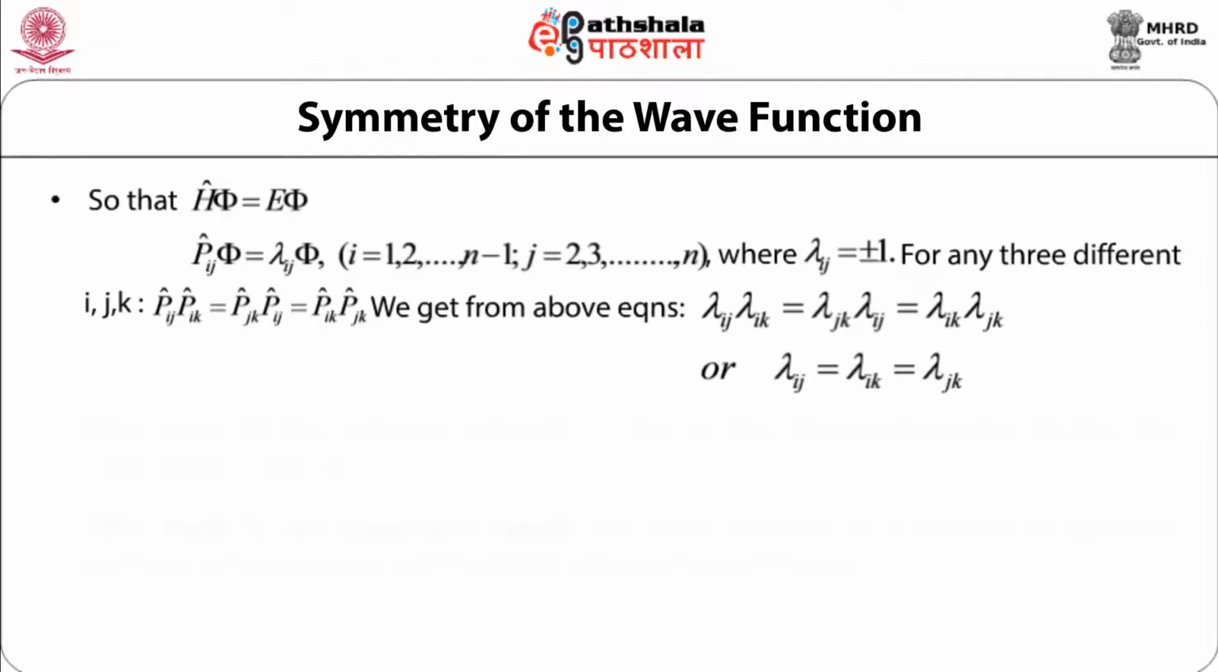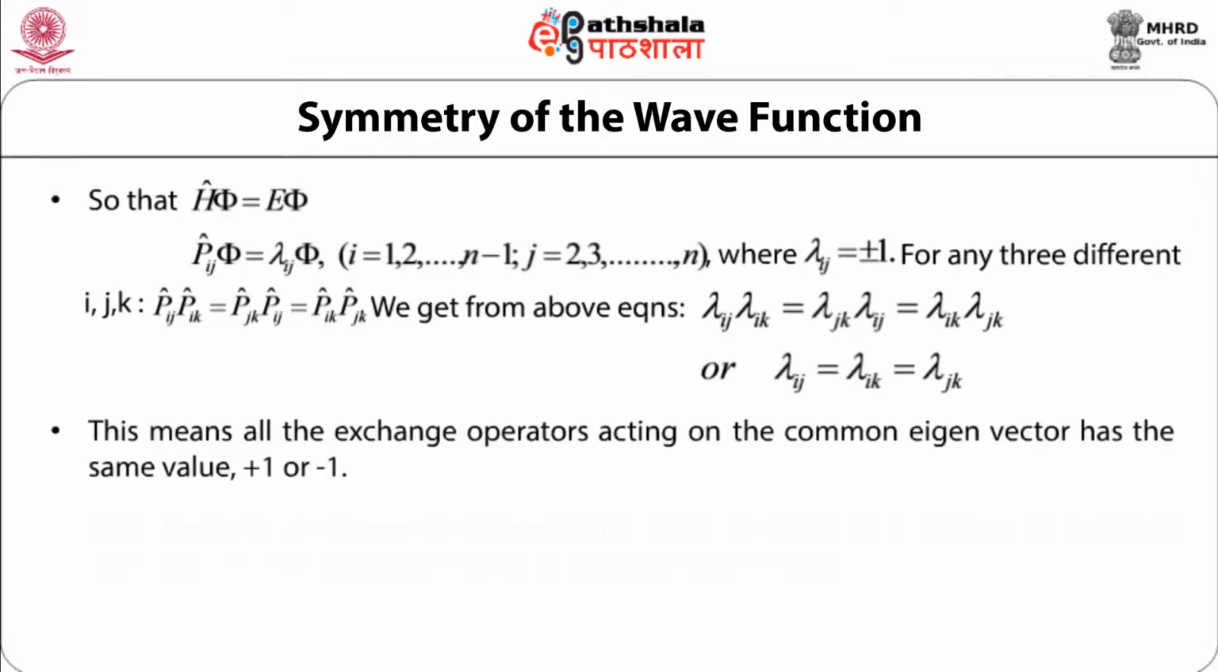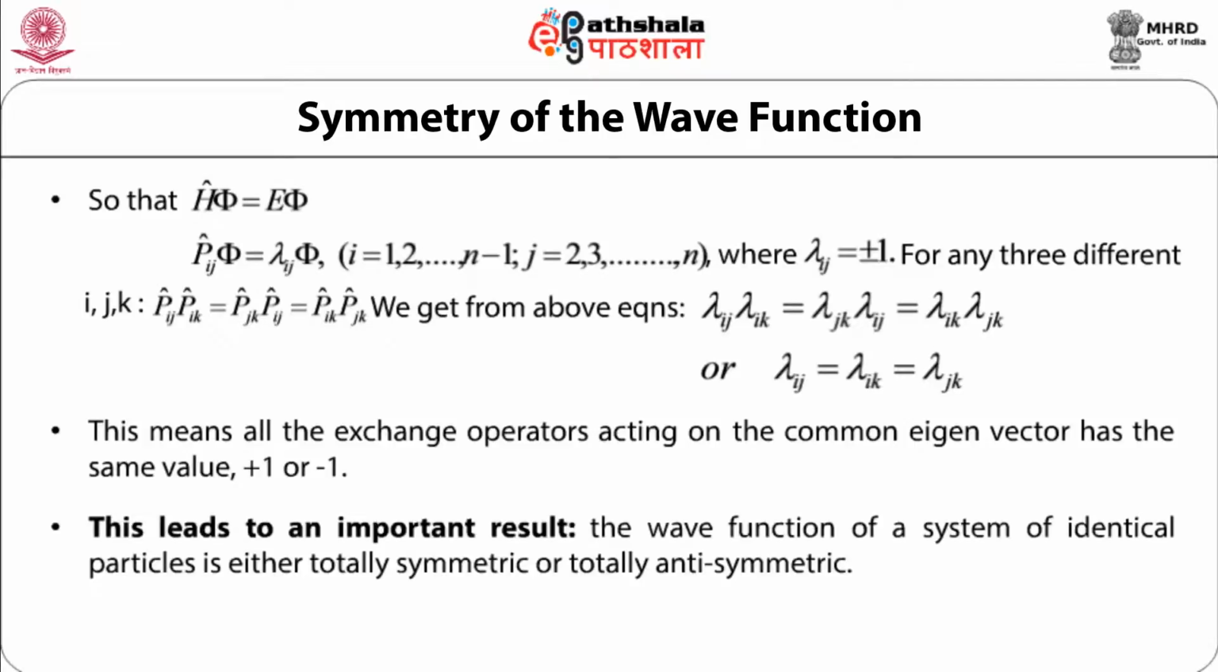What this means is that all the exchange operators acting on the common eigenvector have the same value, either plus 1 or minus 1. And these equations then lead us to a very important result, which can be stated as: the wave function of a system of identical particles is either totally symmetric or totally antisymmetric.